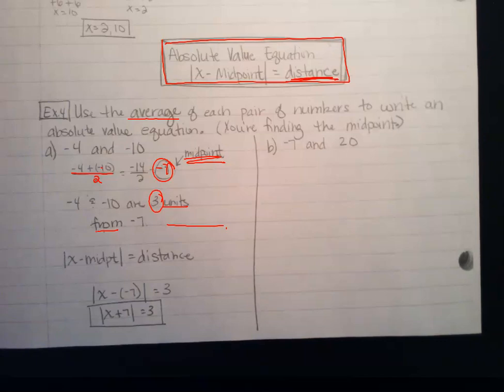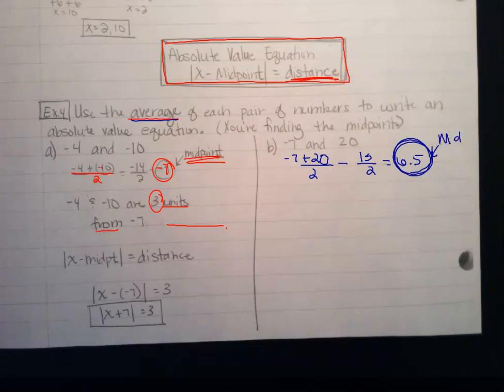First we need to find the average of these points. So Olivia, what's the average? -7 plus 20 divided by 2. So -7 plus 20 is positive 13, divided by 2, so we've got 6.5. Awesome. This is my midpoint. It is the average, but it's also the midpoint.